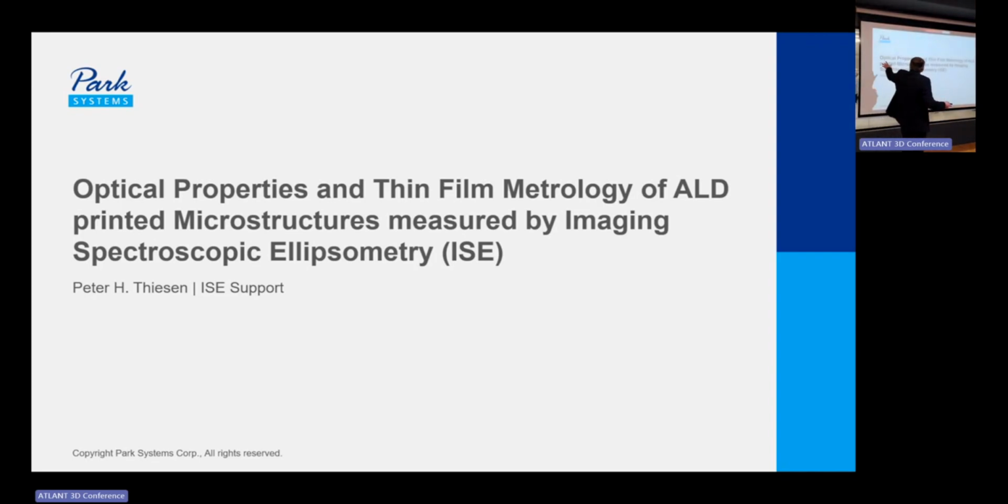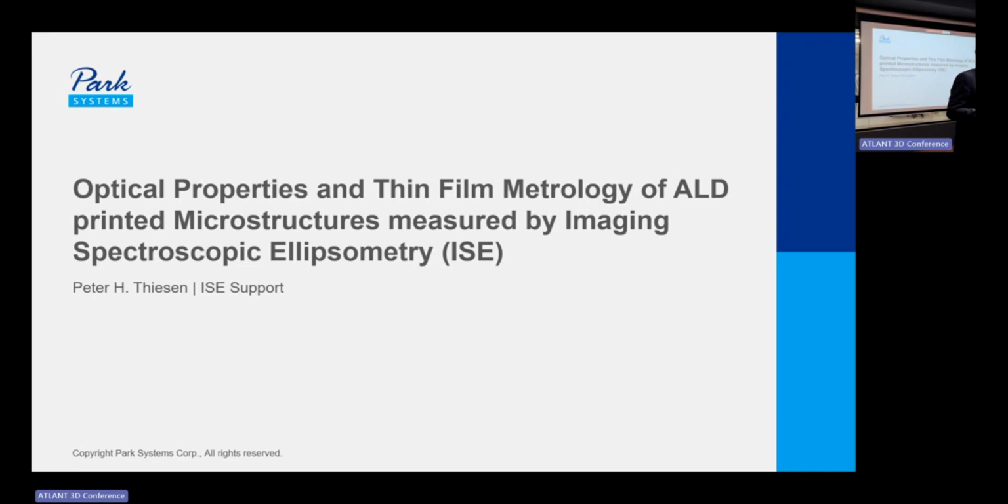What I will show is optical properties, and thin film metrology, which means thickness characterization of thin films. I'm coming from the company Park Systems. Park Systems is a company from South Korea and is doing atomic force microscopy. And since a little bit more than 1 year, a Korean company is part of Park Systems. So what we can offer from the point of view of Park Systems is atomic force microscopy and imaging ellipsometry.